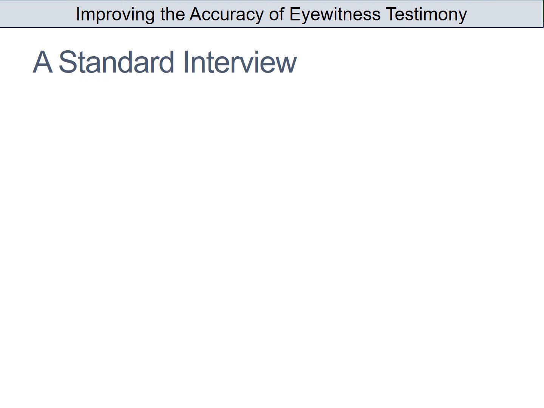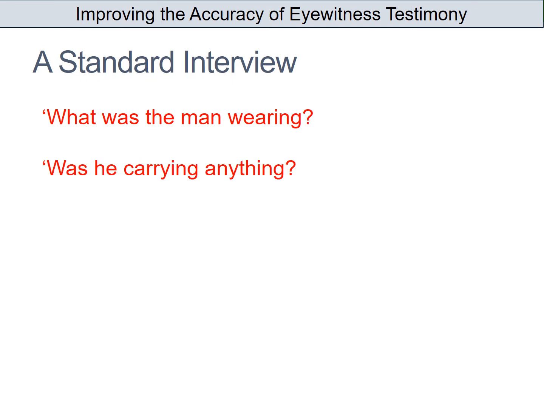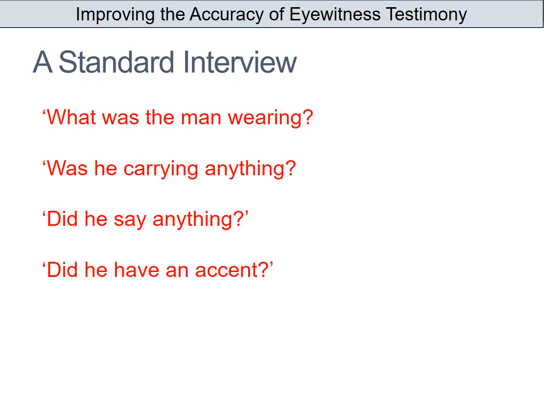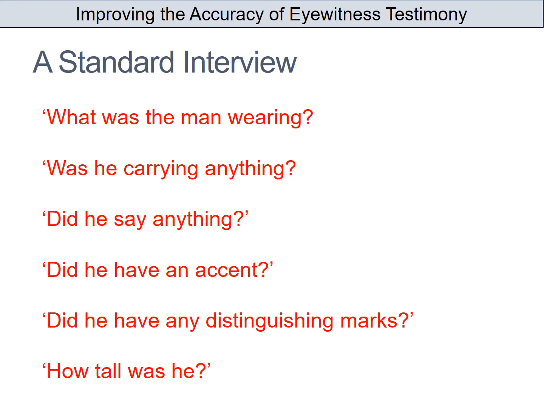Now, just to put this in context, first of all, we're comparing a cognitive interview with a standard interview. And a standard interview is one which asks quite specific questions about a particular event. So, for example, if you just witnessed a robbery, the police might ask you things such as, what was the man wearing? Was he carrying anything? Did he say anything? Did he have an accent? Did he have any distinguishing marks? How tall was he? So these are questions which are designed to elicit very specific information about the particular event or the particular person that the police are interested in.